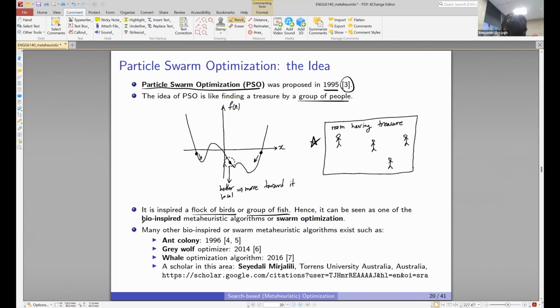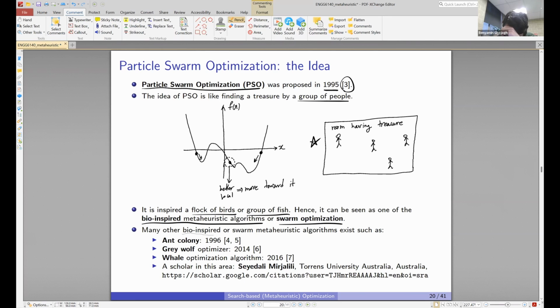And also, it's a bio-inspired algorithm because it's inspired by biological behavior of birds or fish or animals, and it's also a swarm optimization algorithm. So swarm optimization methods are a family of methods which are based on swarm or herd or group of animals or individuals.